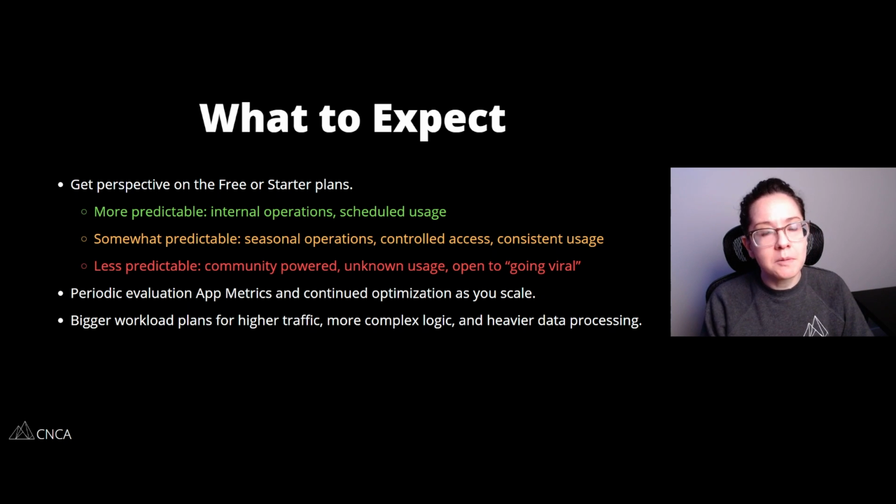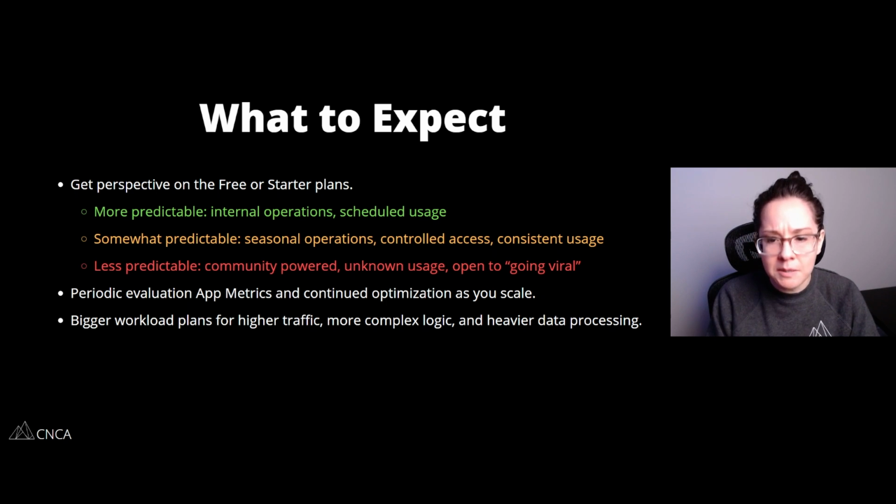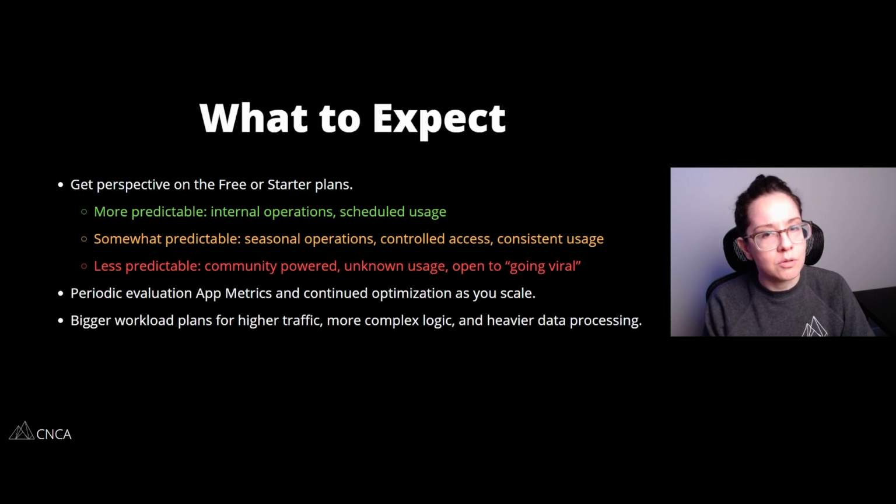And then the least predictable applications are the ones that have the potential to go viral. They're more public facing, they're community powered. The usage is really unknown on any given daily basis. So this is likely less of an internal tool and more of a public facing one. Now, none of these options are bad. You just have to understand what category your app falls into. The less predictable it is, the more vigilant you're going to need to be around the efficiency of your application. The more predictable it is, the more stable that monthly bill is going to be for you.